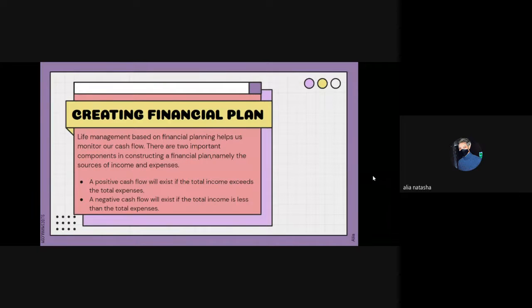So the third step in financial management is creating our financial plan. Financial planning will help us to monitor our cash flow, which contains two important things, which are incomes and also expenses. Income consists of two types, which are active income and also passive income. Active income is the main income such as salaries, allowance, and also commission, while passive income consists of rent received, dividends, and also other investment. Both of these incomes are cash inflows, which refers to what comes in.